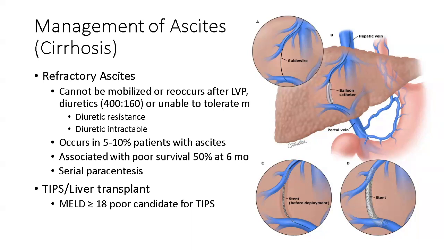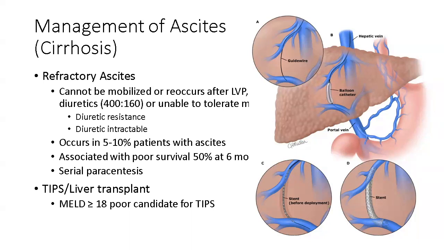It's got very poor survival, 50% at 6 months once you reach this stage. And they're going to be managed classically with serial paracentesis. But if that isn't working, then you start thinking about TIPS and liver transplant. And with TIPS, just to note, if the bilirubin is greater than 18, they're poor candidates for TIPS. So this is what a TIPS is: a transjugular intrahepatic portosystemic shunt. They go in through the jugular, take a wire down, and essentially create a connection between the portal vasculature and the hepatic vasculature.